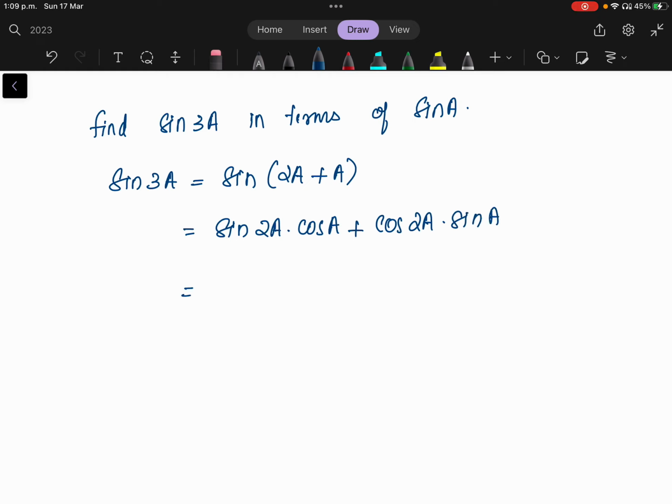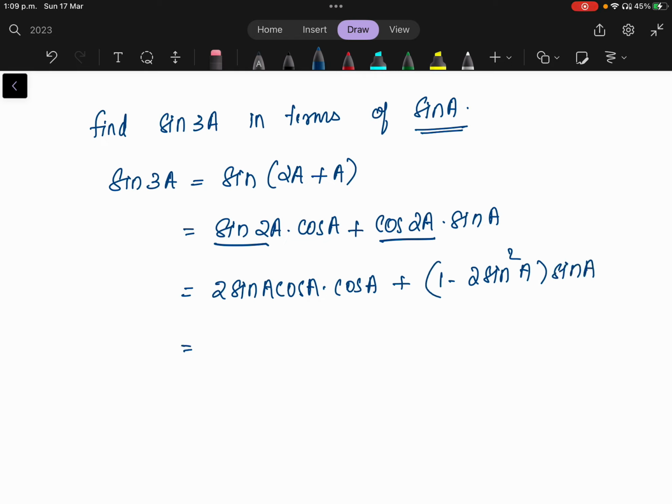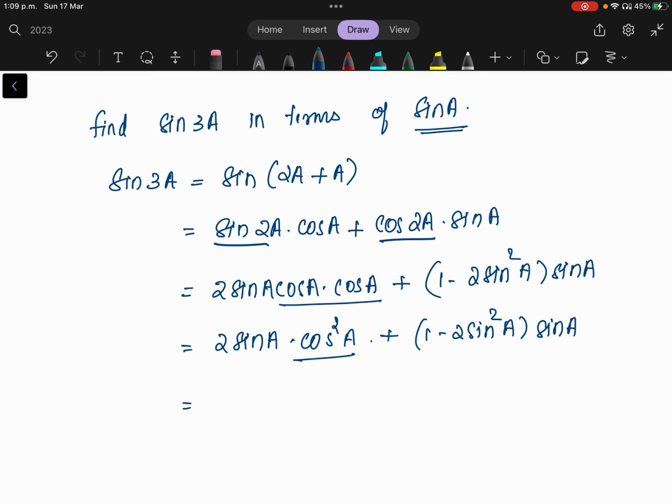Now I want to modify that and write it in terms of sine A. Sine 2A can be written as 2 sine A cos A times cos A, plus cos 2A can be written as 1 minus 2 sine square A, we just derived it now, and sine A. Then that can be written as 2 sine A times cos square A plus 1 minus 2 sine square A times sine A. Then cos square A can be written as 1 minus sine square A, so 2 sine A into 1 minus sine square A plus 1 minus 2 sine square A times sine A.